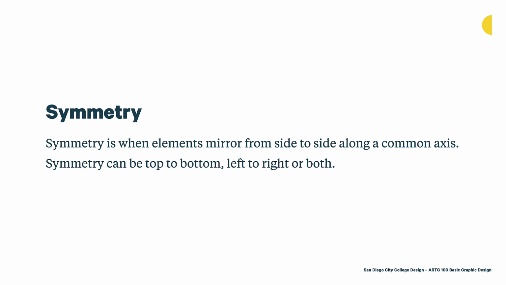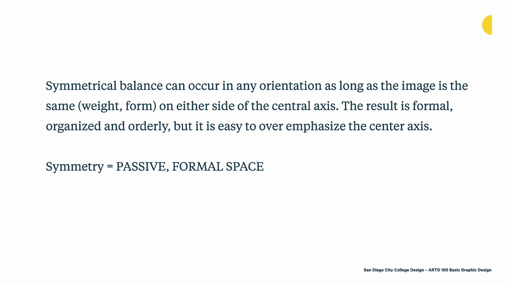One is with symmetry. Symmetry is when the elements mirror from side to side along a common axis. Symmetry can be top to bottom, left to right, or both. Symmetrical balance can occur in any orientation as long as the image is the same weight or form on either side of the central axis. The result is formal, organized, and orderly, but it is sometimes easy to overemphasize the central axis.